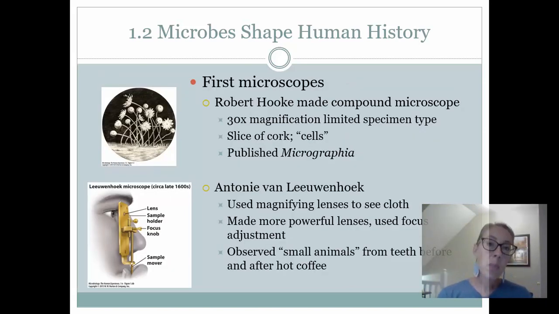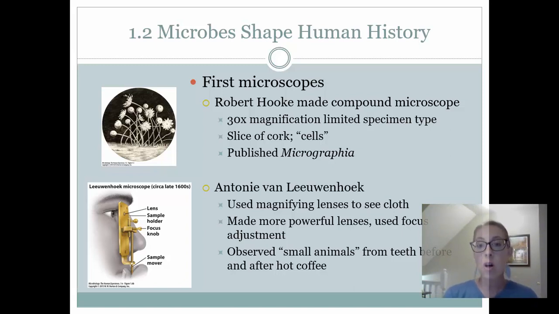So back in part 1 of chapter 1, we defined a microbe as an organism that is smaller than what we can see with the naked eye. So our first stop in history is looking at some of the first microscopes that were developed and allowed us to actually see that there was something smaller than what we could be aware of otherwise.